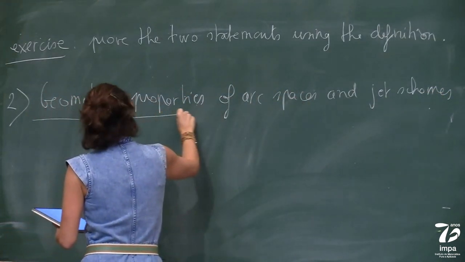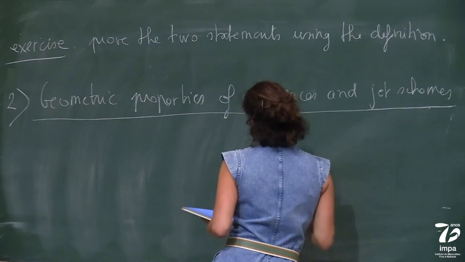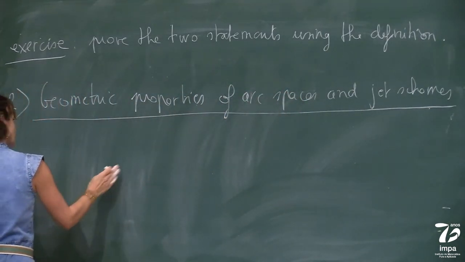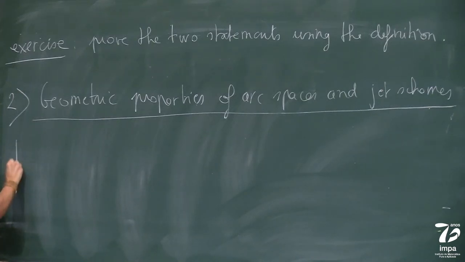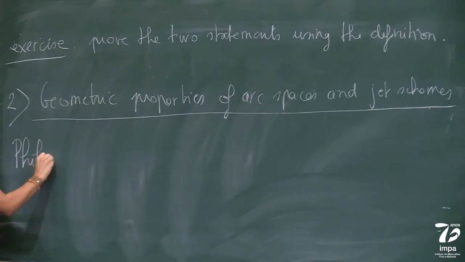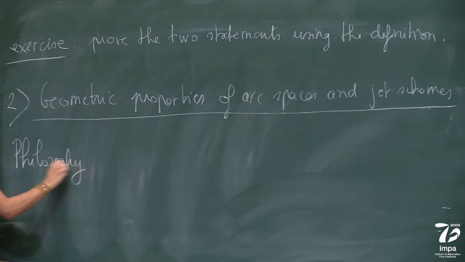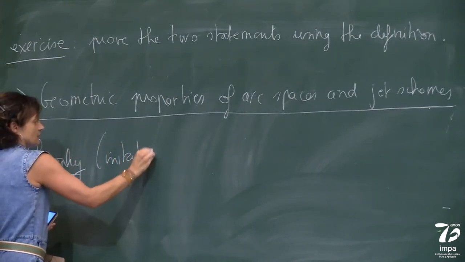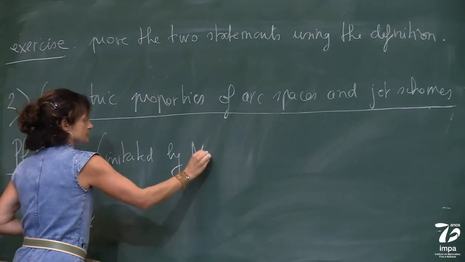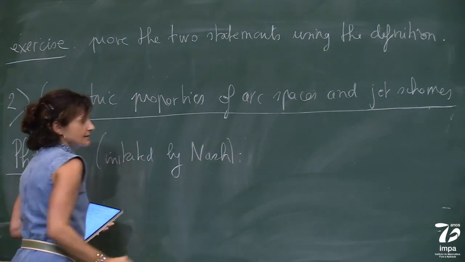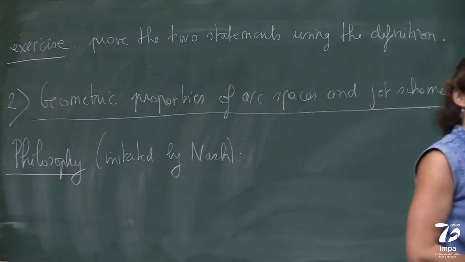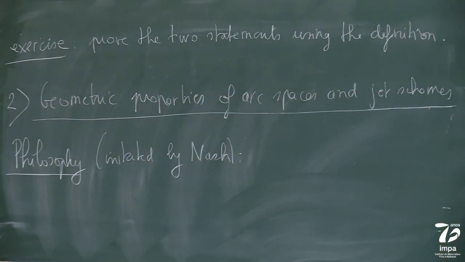So, in fact, the philosophy and the motivation to introduce this object in the theory of singularities. The philosophy initiated by Nash is that the geometry of jet schemes should give information about the singularities of the scheme.